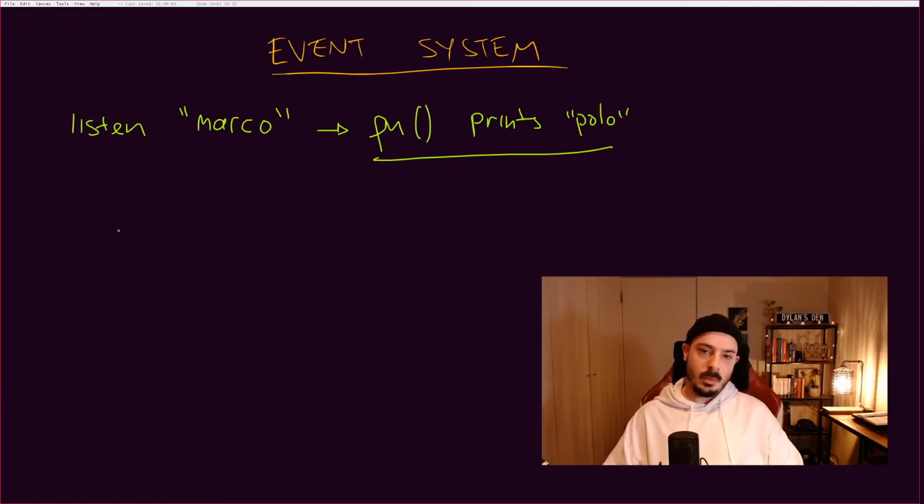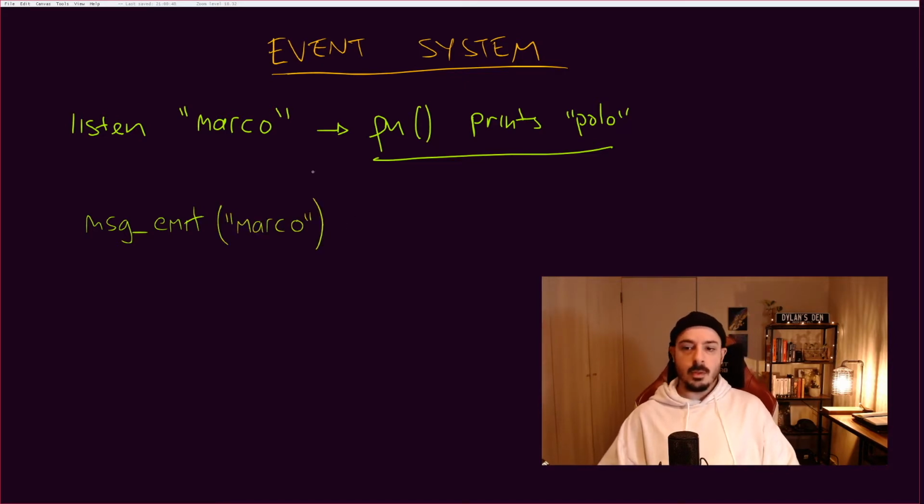So the way that it's going to work here is we'll just do message underscore emit. It's the function name, and then we'll just put Marco. Okay, that's it. That's all we have to do. And that's going to run this actual function. It doesn't matter where this function is in the code. It doesn't matter whether this file knows anything about it. It's just going to work.